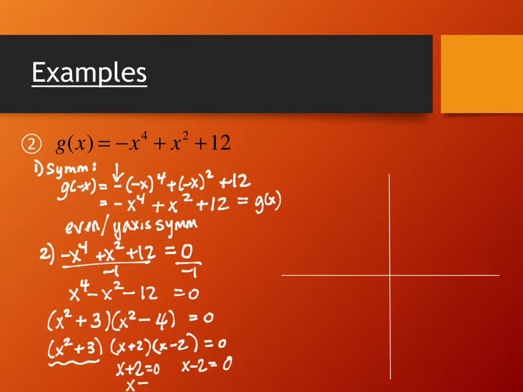So if x plus 2 is equal to 0, what's x? Negative 2. And if x minus 2 is equal to 0, what's x? Positive 2. And what are the multiplicities on those? They're both 1. I don't have any exponents here, so they're understood exponents of 1. So both of these have multiplicities of 1. In other words, the graph cuts through at negative 2 and at positive 2.